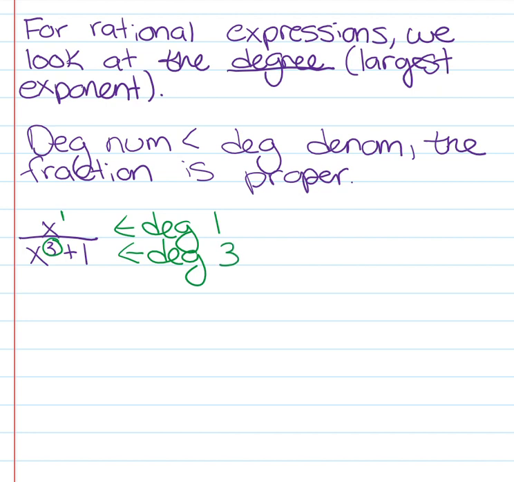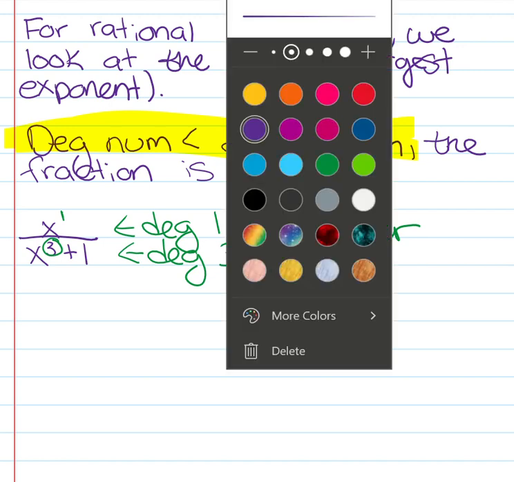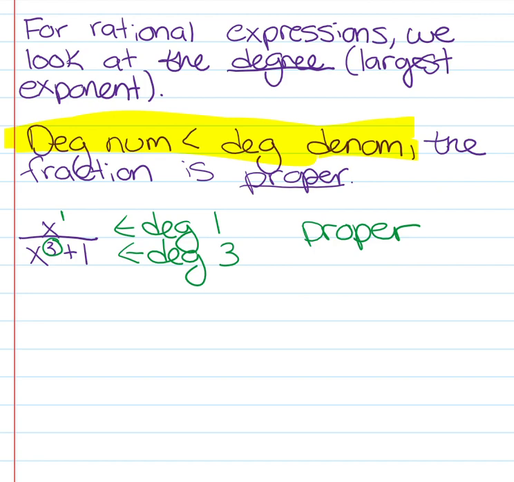Think back to elementary school. If you had 1 over 3, would that be proper? Yeah. So this is proper too, because it's smaller on top. We wrote that if the numerator is less than the denominator, we have a proper fraction on our hands. So that's example 1 already done. Our degree is smaller on top. Let's look at example 2.